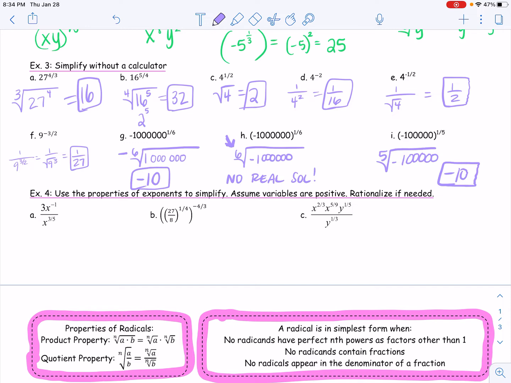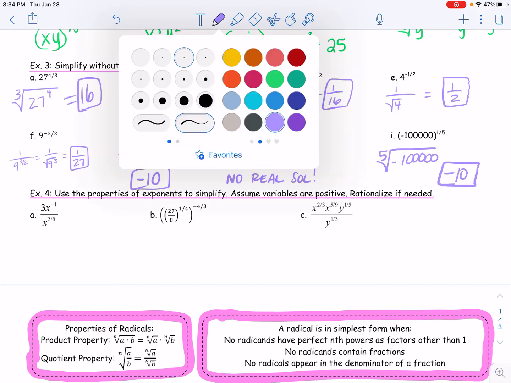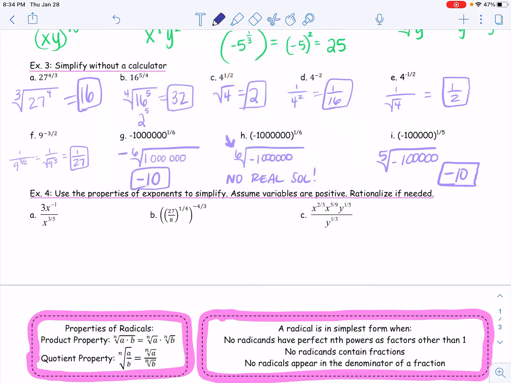Okay, getting more complex here. Use the properties of exponents to simplify. Assume all variables are positive. Rationalize if needed. So notice it says it this time. We are simplifying. We're not simply rewriting. So we do need to rationalize if needed. So here we go. A, 3x to the negative 1 power over x to the 3/5 power.